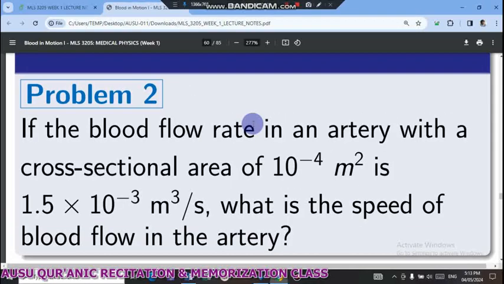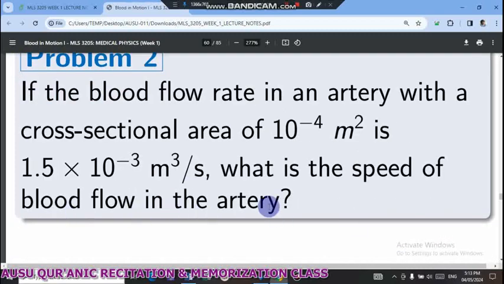The second problem says, if the blood flow rate in an artery with a cross-sectional area of 10 raised to the power of minus 4 square meter is 1.5 times 10 raised to the power of negative 3 cubic meter per second, what is the speed of blood flow in the artery? You have blood flowing through the artery. You are given the flow rate. This means this quantity is my Q, and then you are given the cross-sectional area of the artery. This is my A, but you don't know V. Your target variable is V.